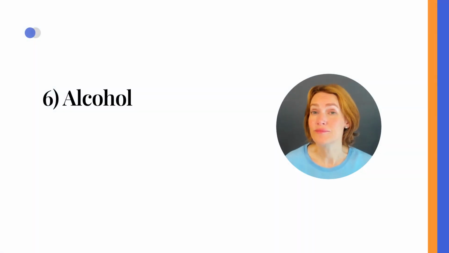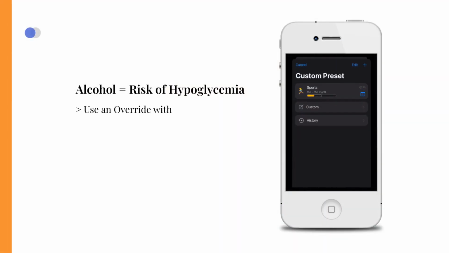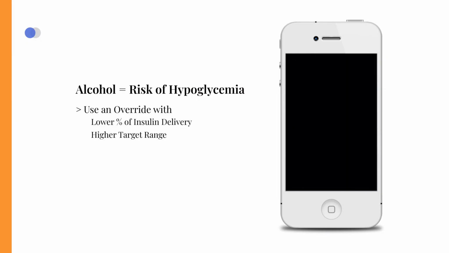6. Alcohol. When consuming alcohol while using DIY Loop, it is important to take proactive measures to prevent hypoglycemia. Consider setting a preset temporary override with a lower percentage of insulin delivery and/or a higher target range.